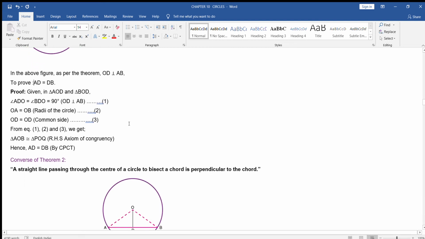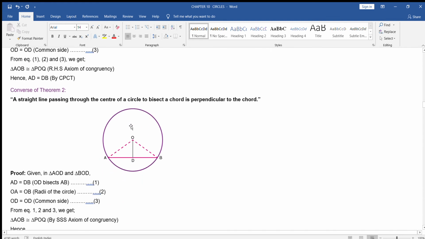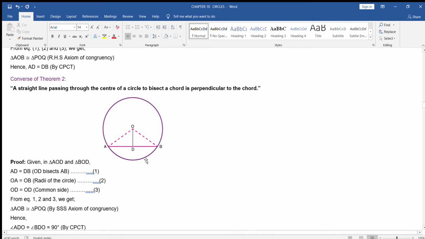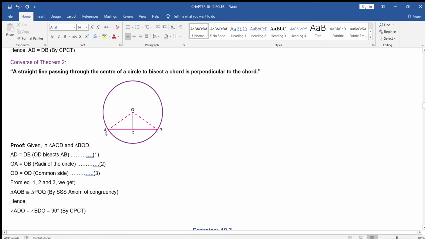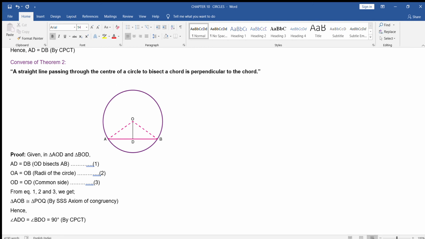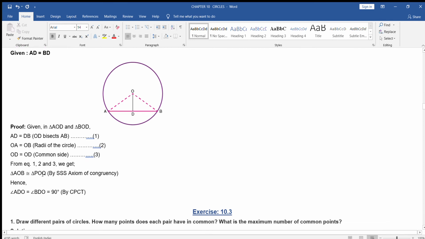Now the converse of this theorem: if a straight line passing through the center of a circle bisects the chord, then it is perpendicular. Similarly, what is given to us here? Given that AD is equal to BD. And what do we need to prove? We need to prove that OD is perpendicular to AB. Just see, the same way, how we will prove it.